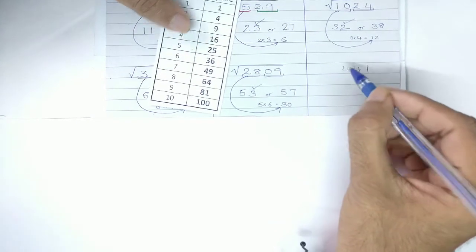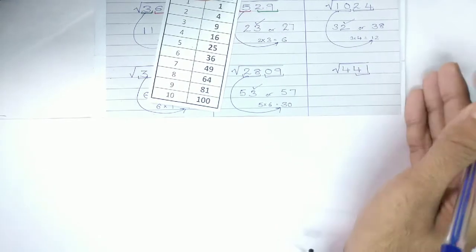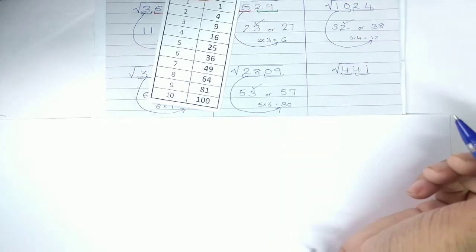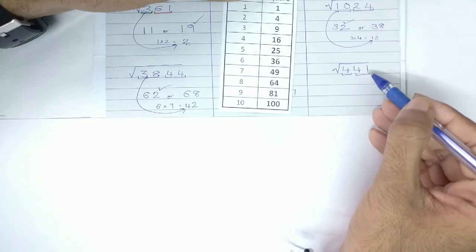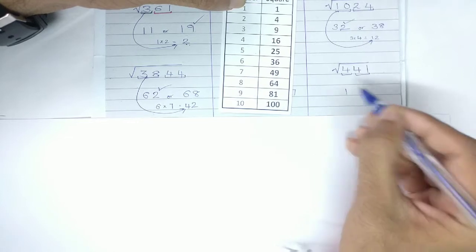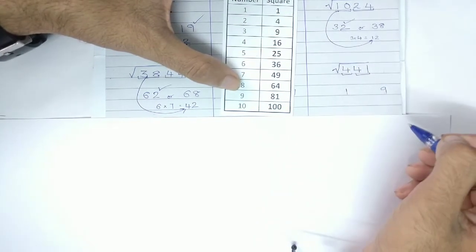Let us take an example of 441. Let us put the root sign first, make them into a pair from the right side. So we'll go this way, and then this one is left alone. So the number is ending with 1. So what are the possibilities? Either it is with 1 itself or it can be with 9.